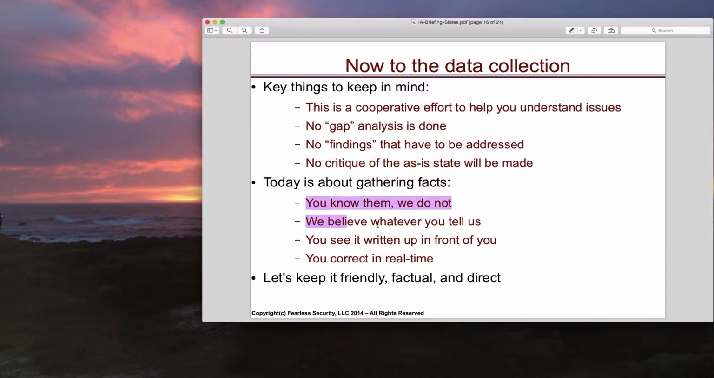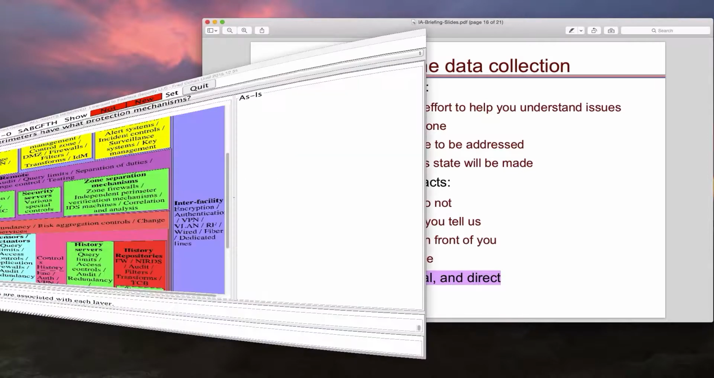It's about gathering facts. It's not about forming opinions about things. It's friendly, factual, and direct. So the next thing we do is we use our tool, JDM. So I'm going to bring up JDM here.